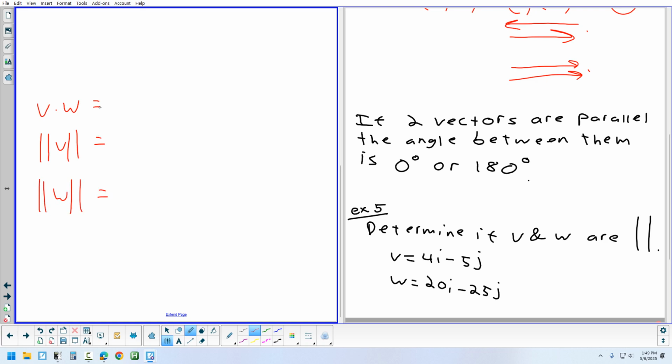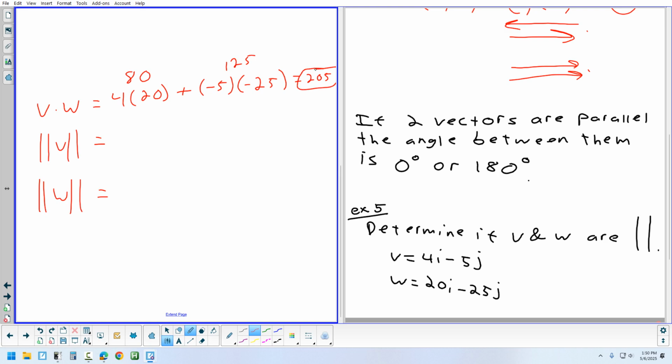The dot product is 4 times 20, plus, don't forget that, -5 and -25. 4 times 20 is 80. What's 5 times 25? That's 125. So that's 205.